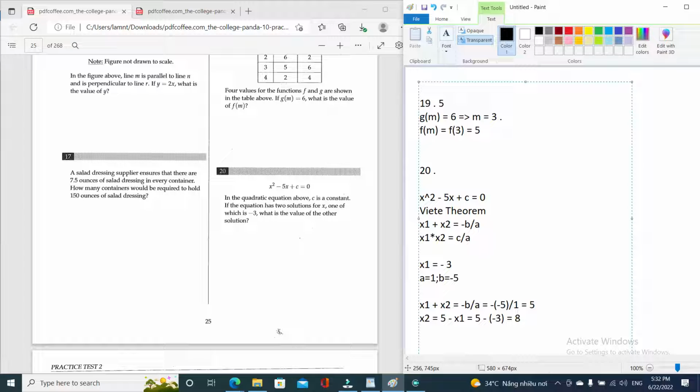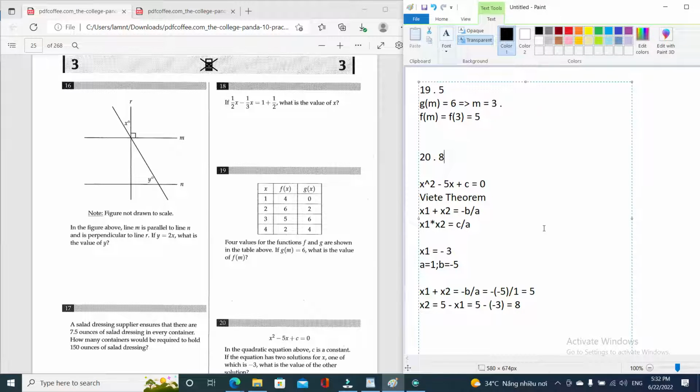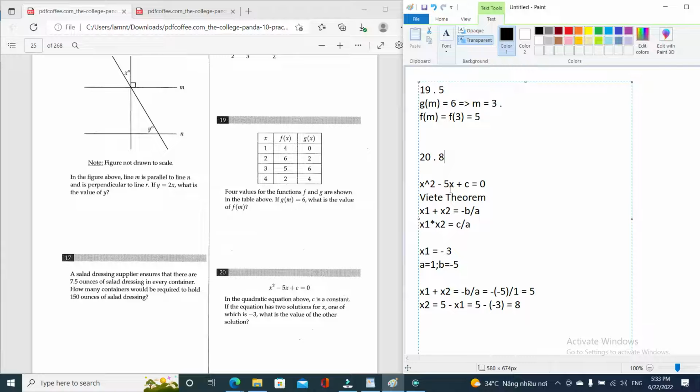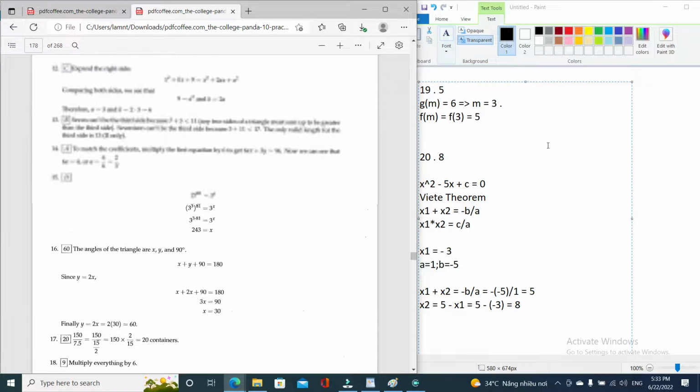Okay. So this is 8. Let's check for the number. I think it's 8. So it is 8. That's easy. It is 8 indeed. But let's check the other questions.